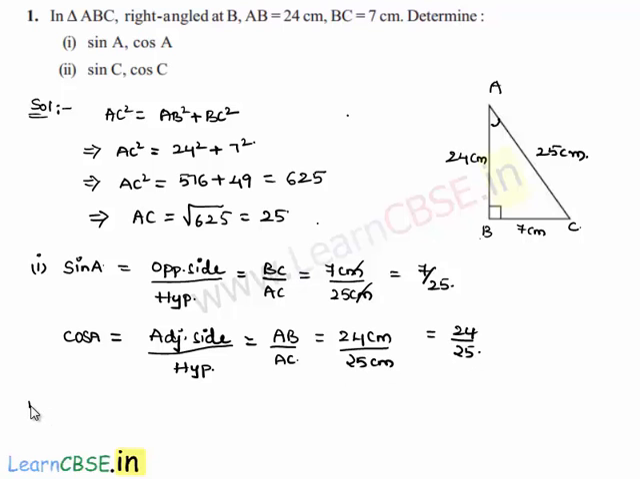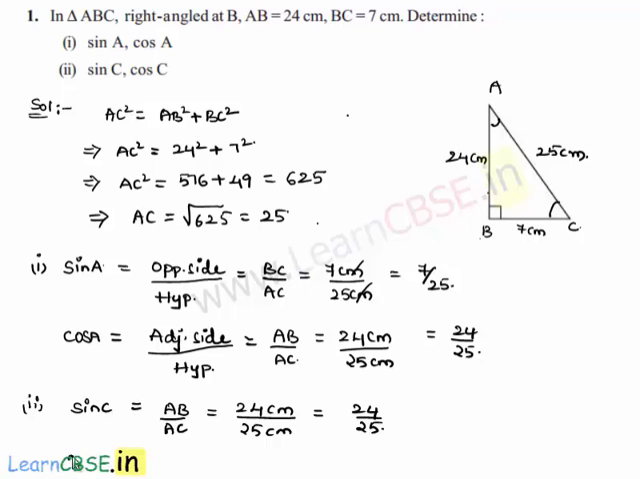Now moving on to the second bit. We are asked to find the value of sin C. We know that sine of an angle is opposite side by hypotenuse. The side opposite to angle C is here AB, by hypotenuse is AC, which is equal to 24 centimeters is AB and 25 centimeters is AC, which is equal to 24 by 25.